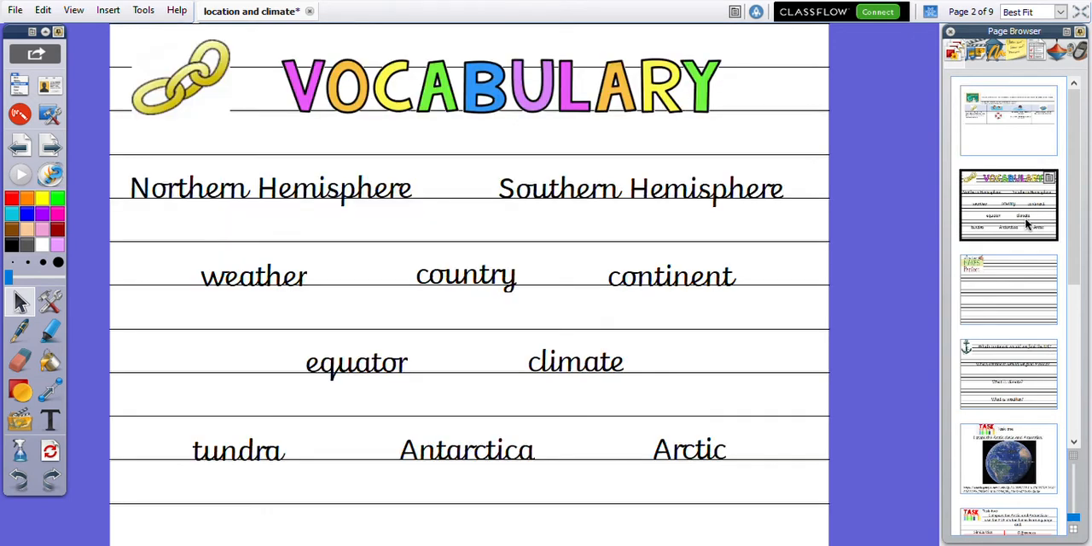So some vocabulary we might be using today is the Northern Hemisphere, Southern Hemisphere, weather, country, continent, equator, climate, tundra, Arctic and Antarctica.